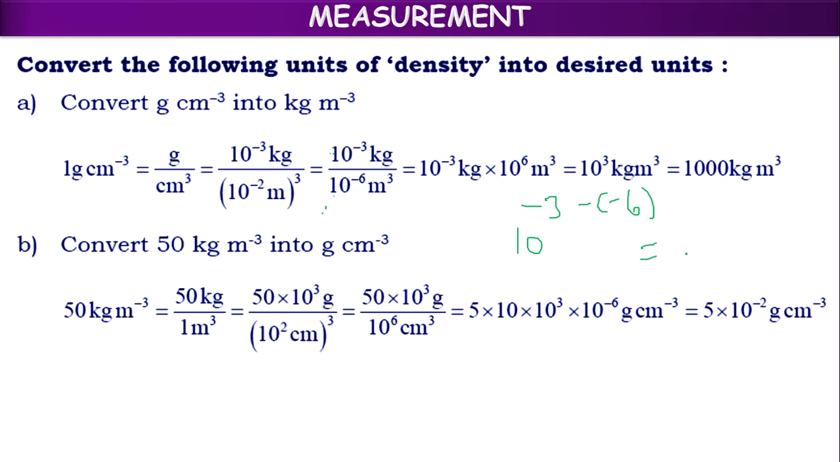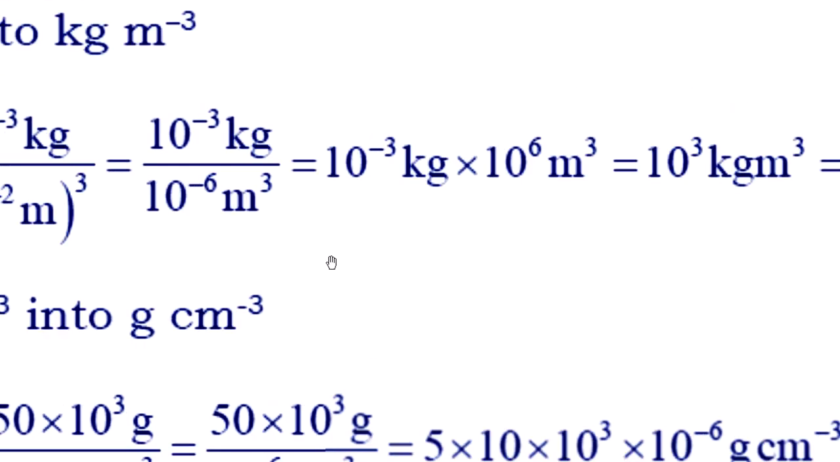We can subtract the powers: 10 power minus 3 minus minus 6, which is equal to 10 cube. Like that we can write. Otherwise, whatever quantity is there in the denominator, we can take it to the numerator. This minus will become positive, 10 power 6 meter cube.